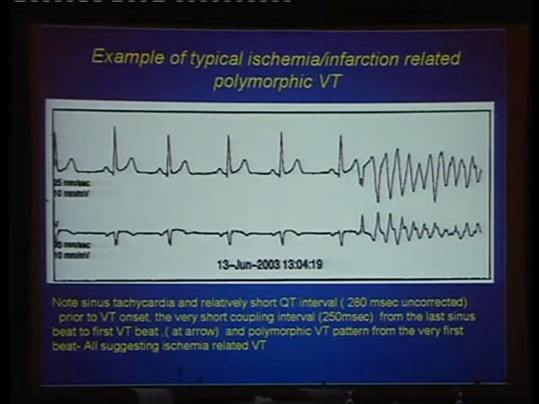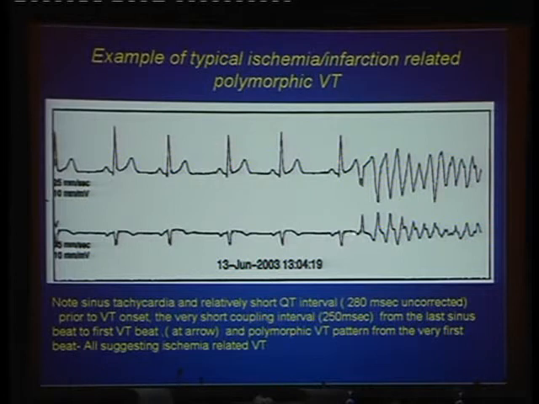This is ischemic VF. This is a completely different polymorphic VT associated with ischemic heart disease. If you just call this Torsade, because it looks like Torsade, it's polymorphic VT. You even have some twisting. If you call that Torsade, you'll be wrong. It's a different treatment. It's a different disease.